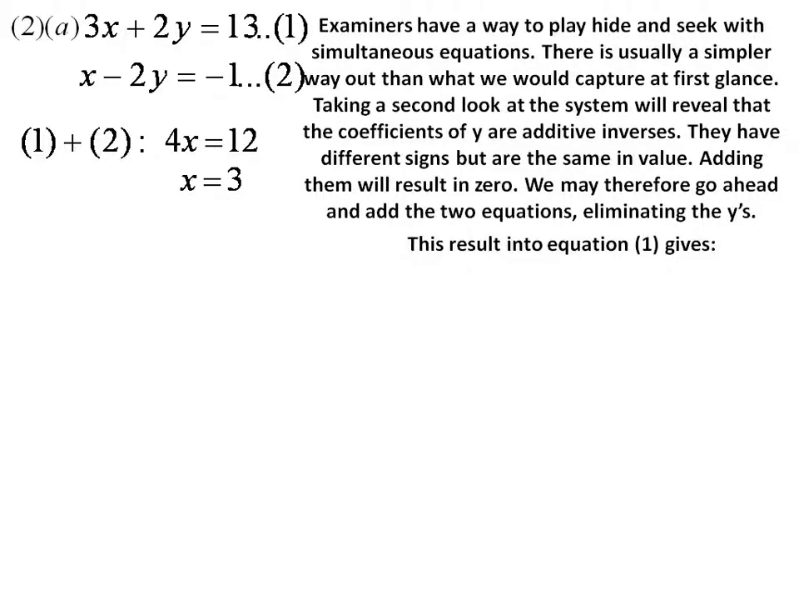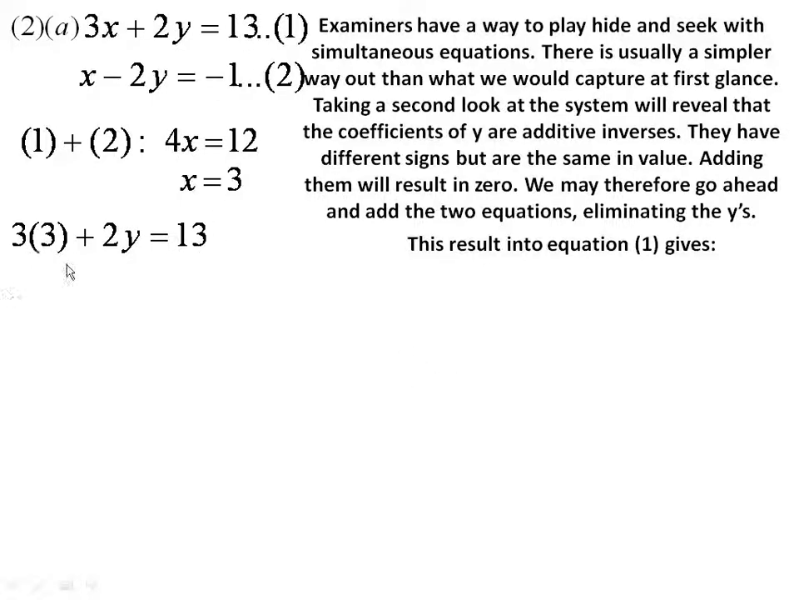Take that result, which is x is equal to 3, and substitute that into equation 1. So in equation 1, where we see x, we replace that with 3. And then of course we have 2y is, and then 13. So we have 3 times x, which is 3. So 3 times 3 plus 2y is equal to 13.